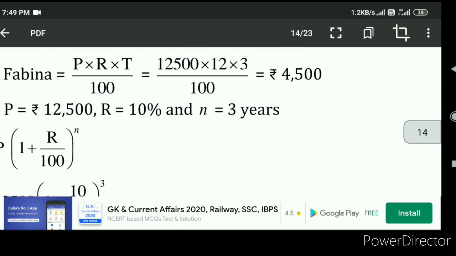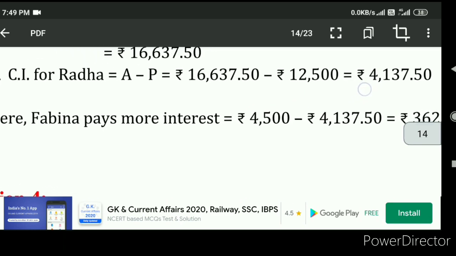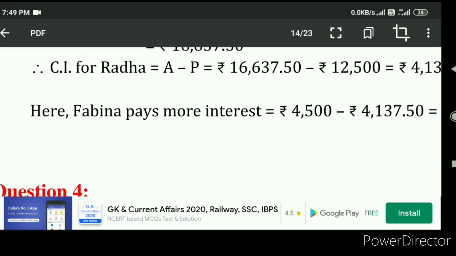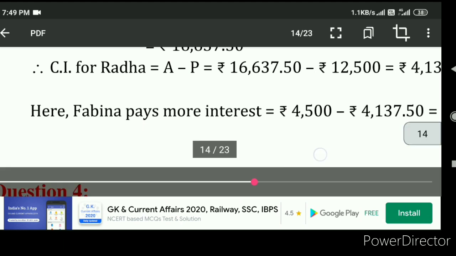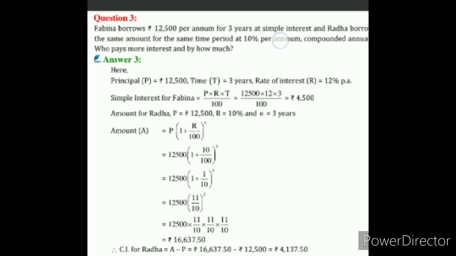It is Fabina's interest. Now who is paying more? Yes, Fabina pays more interest. By how much? Rupees 362.50. Got it? Copy down this solution.